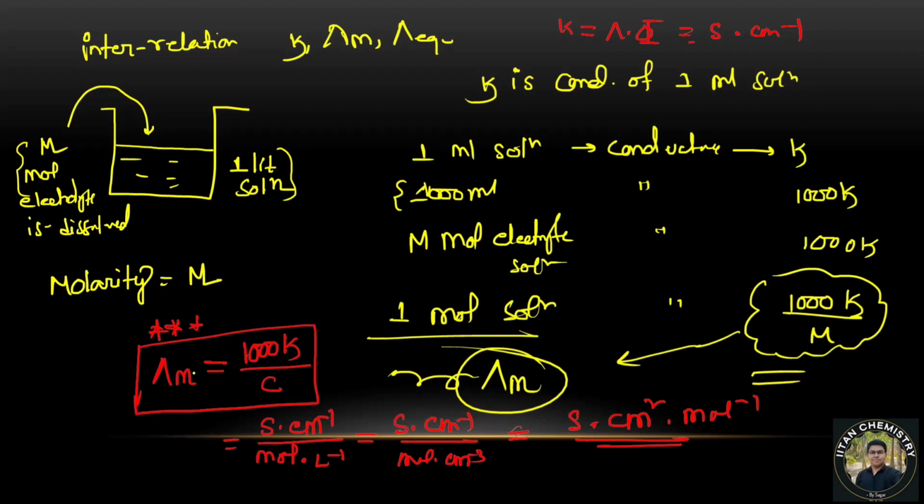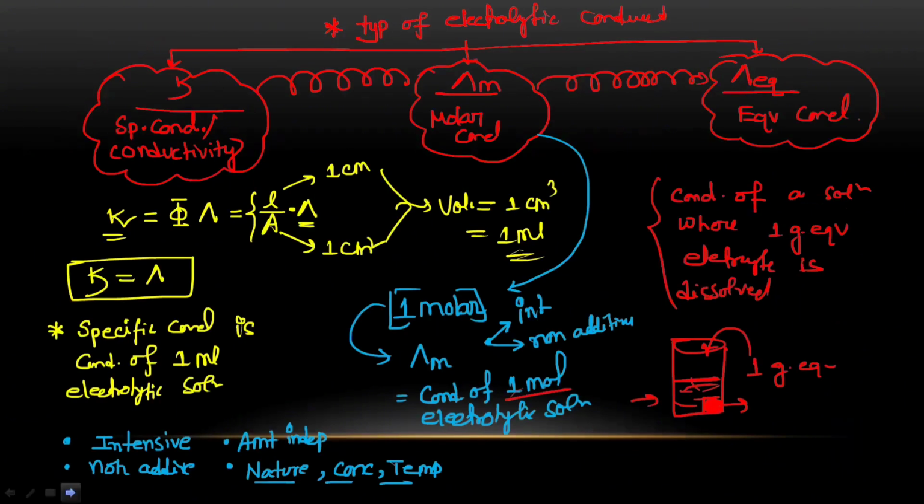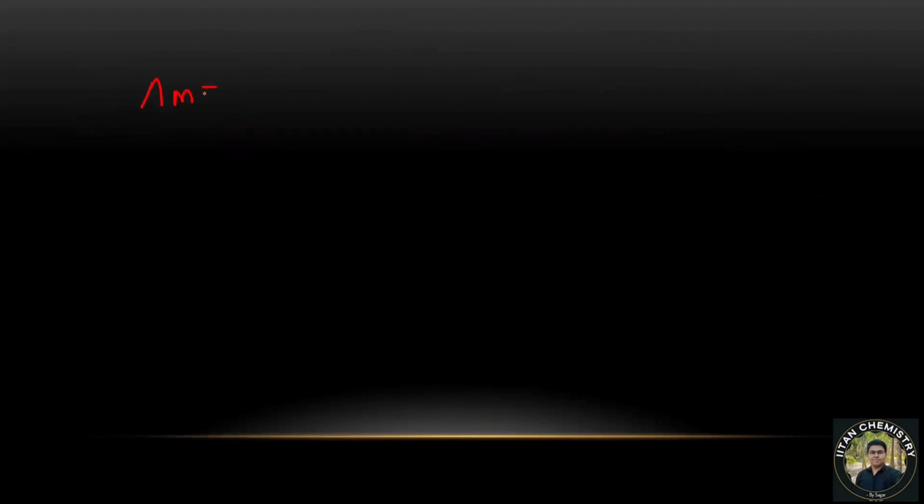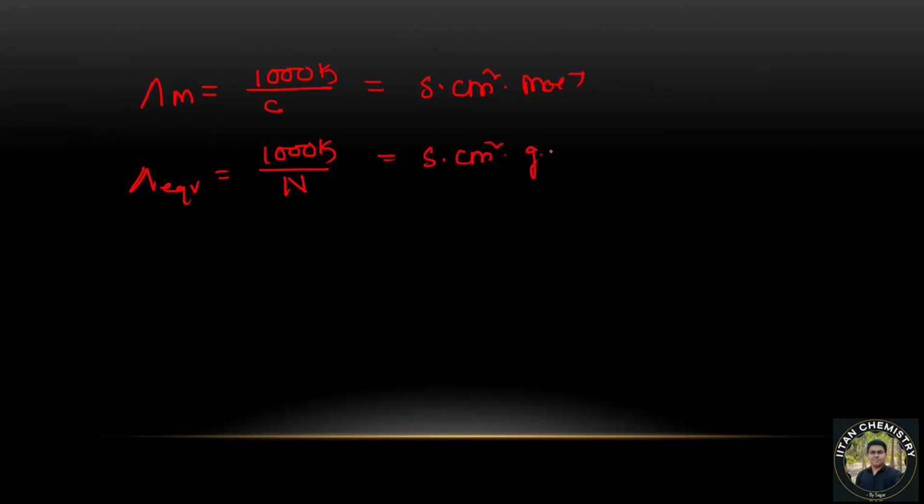So the first two things, kappa and lambda m, we have connected them, right? That is the first connection we have made, kappa and lambda m, then the second part. What we have learned till now is lambda m equal to 1000 kappa upon c. Similarly, lambda equivalent will be 1000 kappa upon n, that is normality. Its unit is Siemens cm square mole inverse, and the only difference will be Siemens cm square gram equivalent inverse, because simply mole is replaced by gram equivalent. Nothing else is changed.